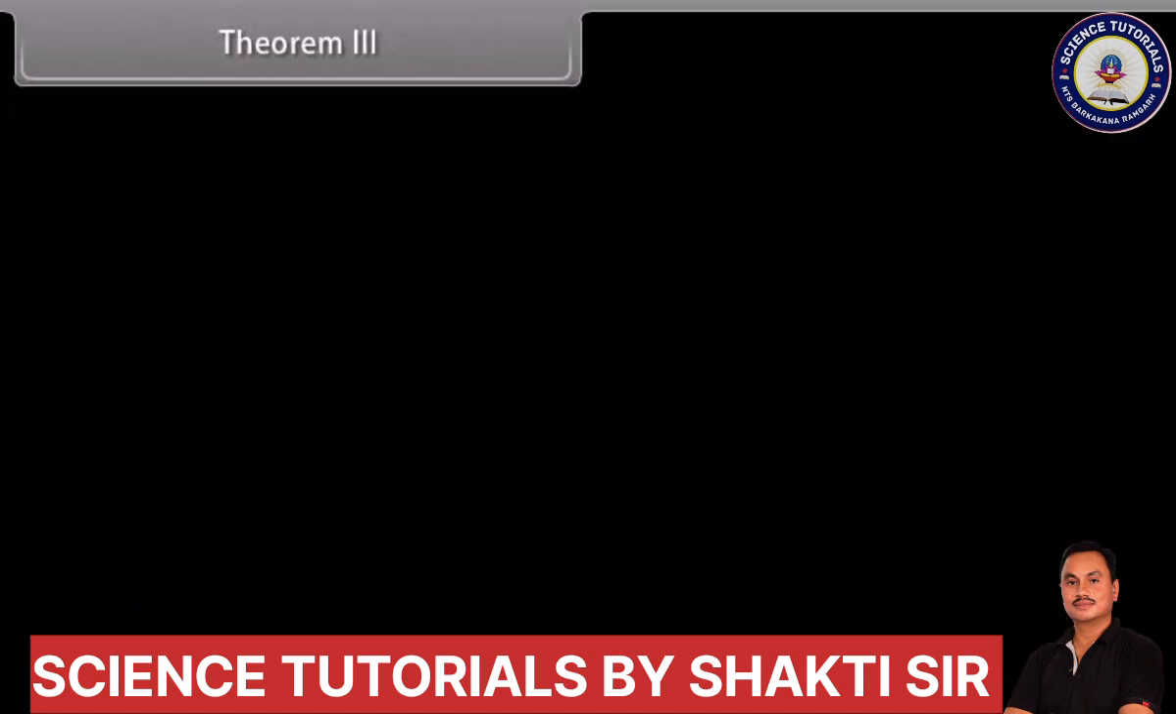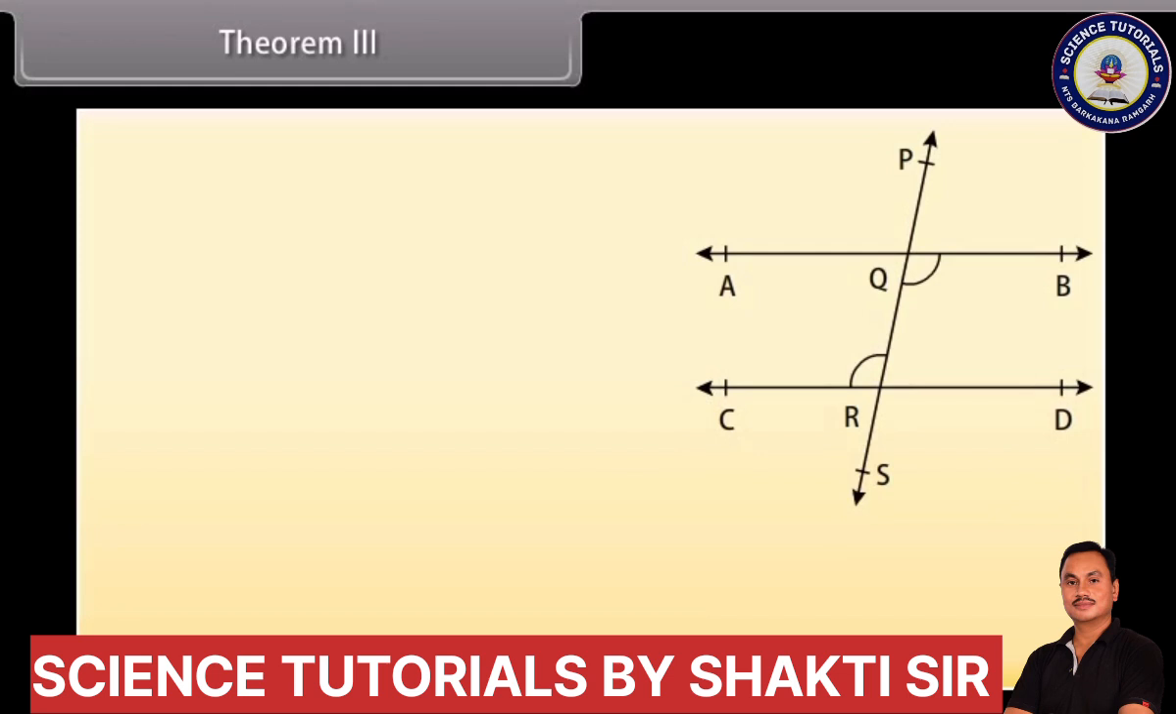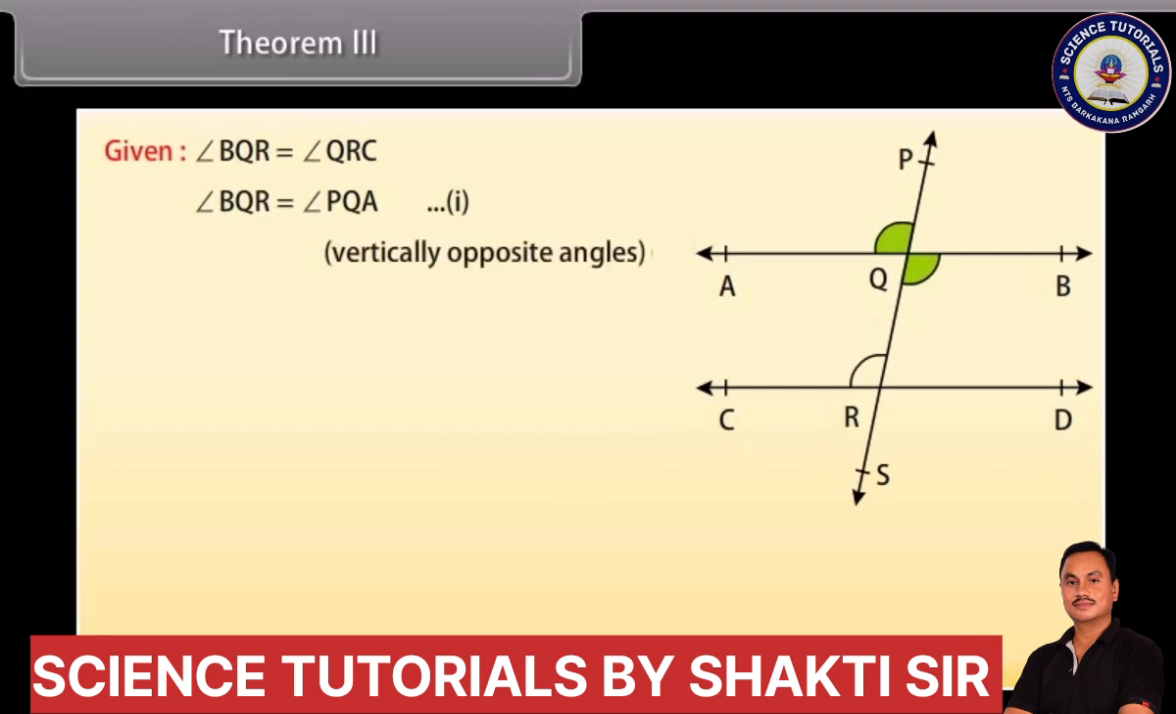Theorem 3. Now using the converse of the corresponding angles axiom, we can show the two lines parallel if a pair of alternate interior angles is equal. Come, let us check. Here the transversal PS intersects line AB and CD at points Q and R respectively such that angle BQR is equal to angle QRC. Also, angle BQR is equal to angle PQA because these are vertically opposite angles.